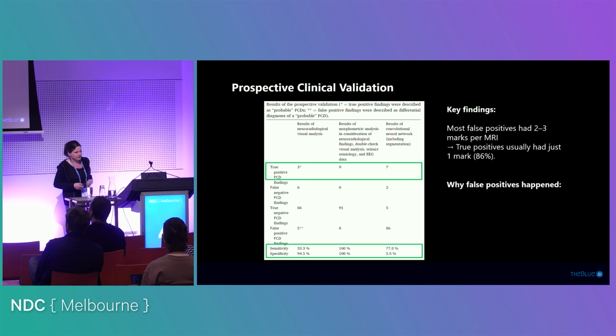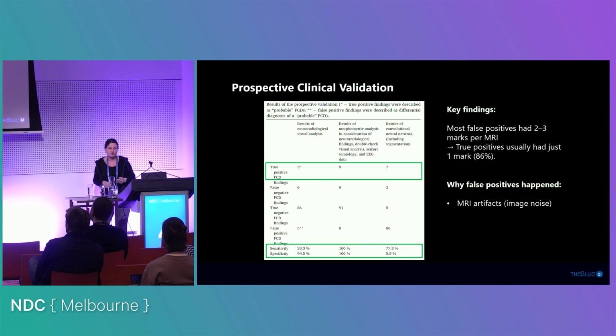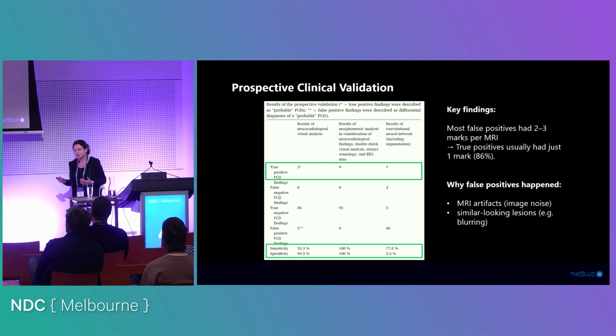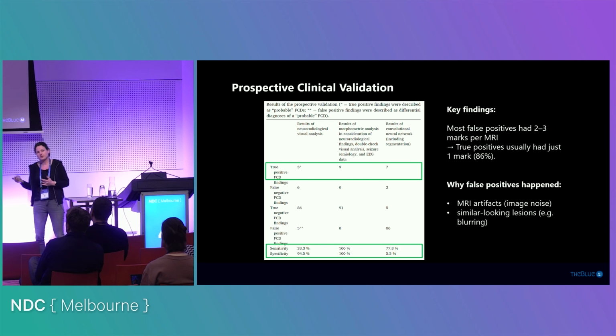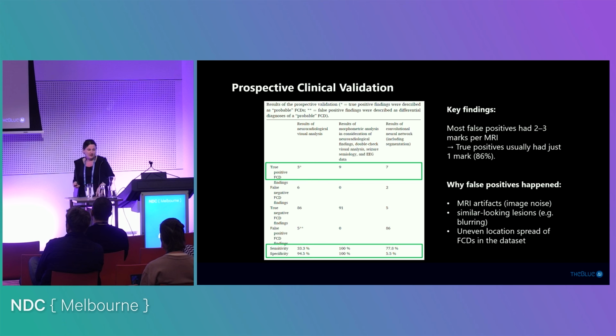Why did that happen? So we also analyzed one by one all of the examples, and we saw that the model reacted quite a lot to the image noise that was there, any moving of the head during making the MRI. It also reacted, for example, to blurring. So it was one of our features, but not every blurring means that there is an FCD present. And we also saw that there was some uneven location spread of the FCDs, meaning that it was quite frequently saying that it is in the frontal part of the brain.